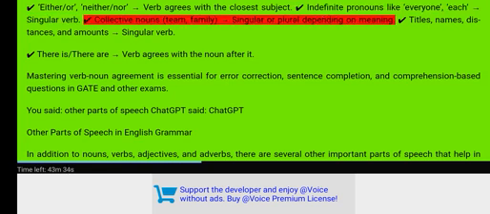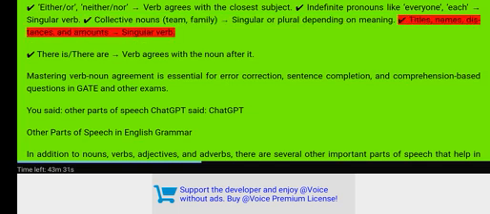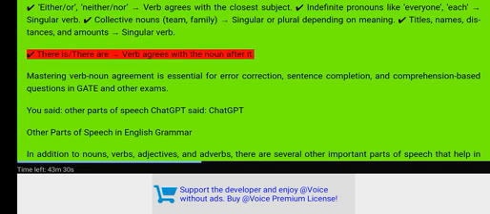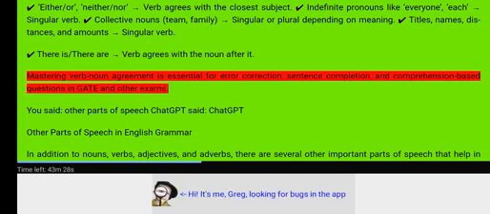Collective nouns like team and family take a singular or plural verb depending on meaning. Titles, names, distances, and amounts take a singular verb. With "there," the verb agrees with the noun after it. Mastering verb-noun agreement is essential for error correction, sentence completion, and comprehension-based questions in GATE and other exams.